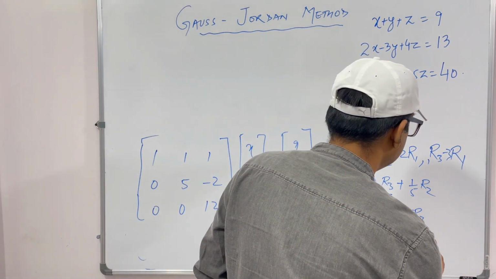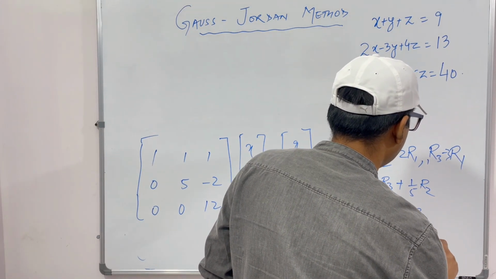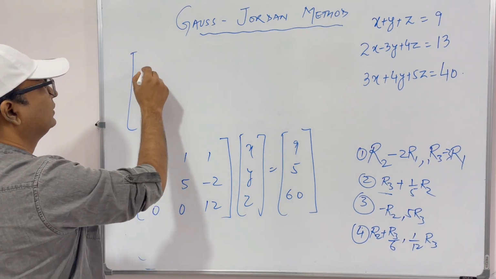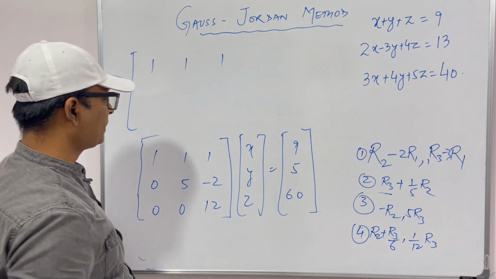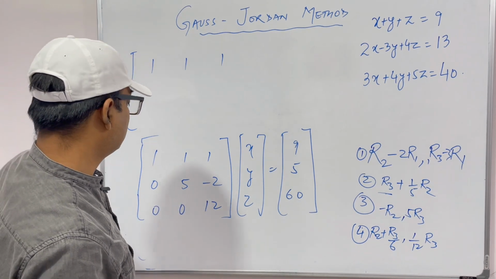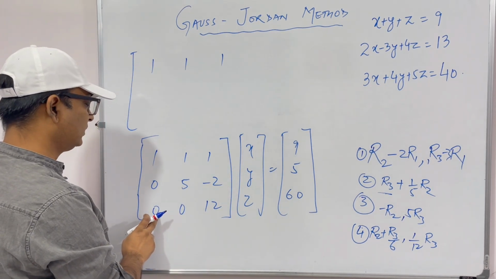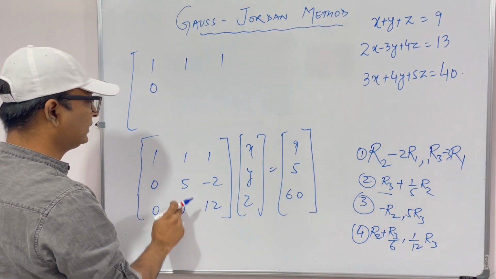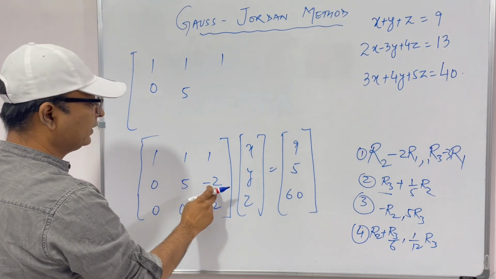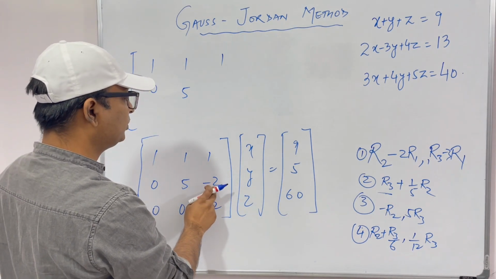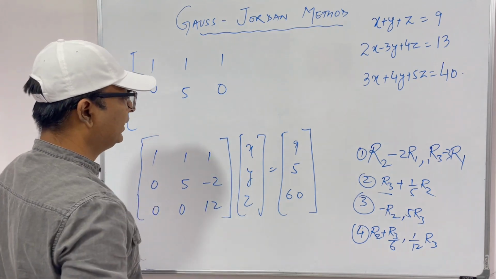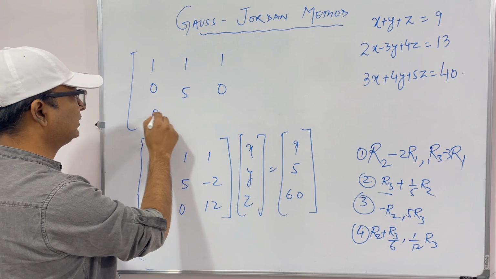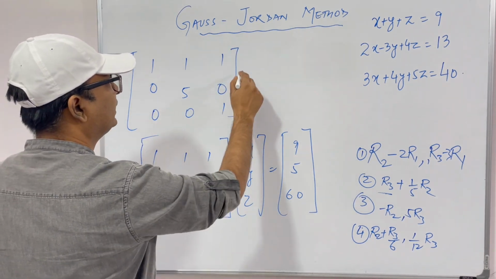And 1 by 12 of R3, so that this becomes 1. This is 1, 1, 1. R2 plus R3 by 6. This plus this, this is 0. This plus this by 6, so this is 5. This plus this by 6, so minus 2 plus 2, 0. And then we do the operation on R3, that is 1 by 12 into R3. This is 0, 0, and then 1. This is what we get.